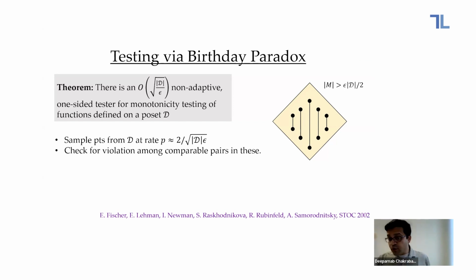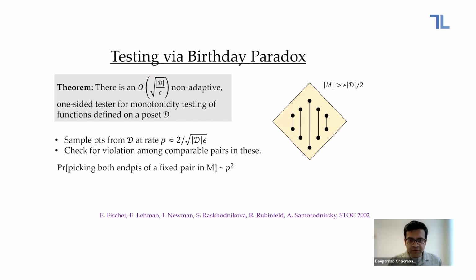Clearly, if the function is monotone, you will not say no, because you'll say no only when you find a violation, which is a certificate of non-monotonicity. So it's a one-sided tester. It's non-adaptive. What we need to argue is, if the function is indeed far from monotone, why will this thing catch it? And the reason is the following.